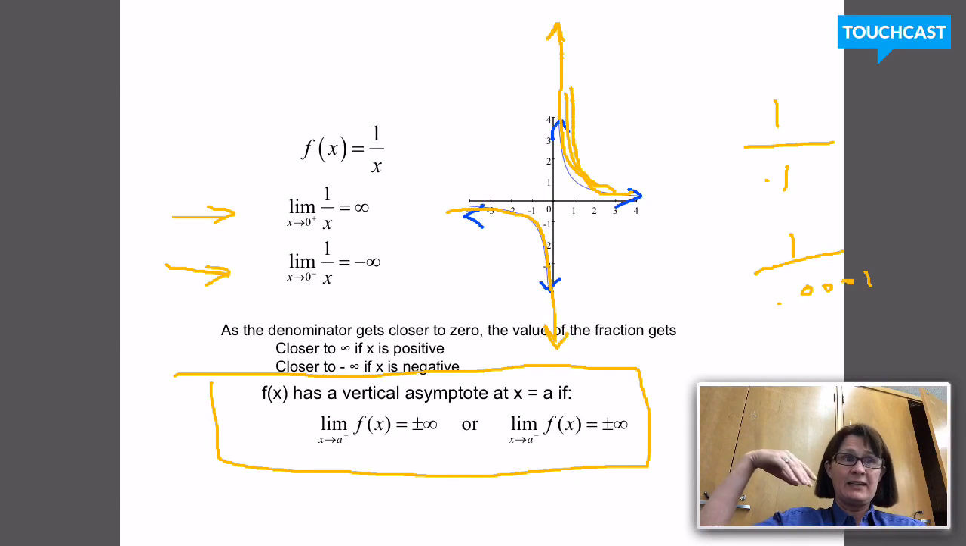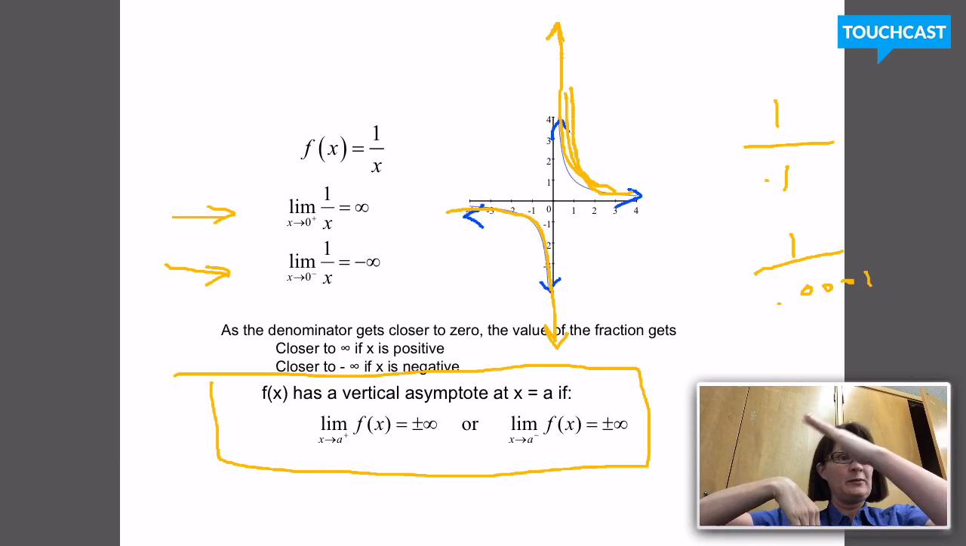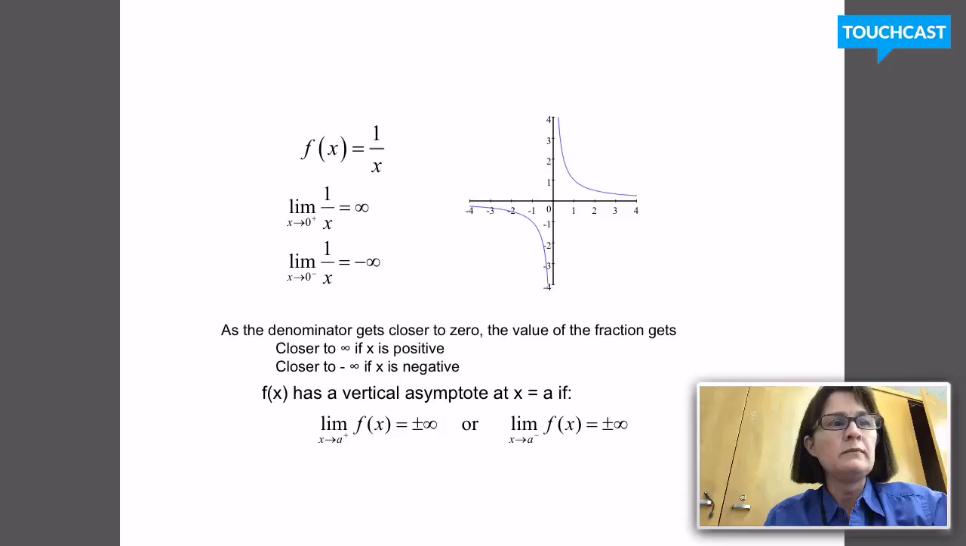And as you can see here, we even have two of those happening. The limit from the left-hand side was negative infinity. The limit from the right-hand side was positive infinity. There's still a vertical asymptote. So any one of those four cases could occur to make a vertical asymptote in our graph.